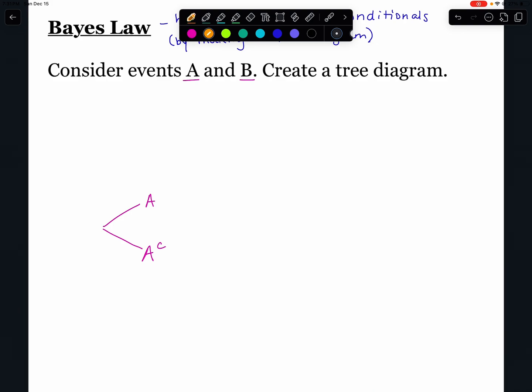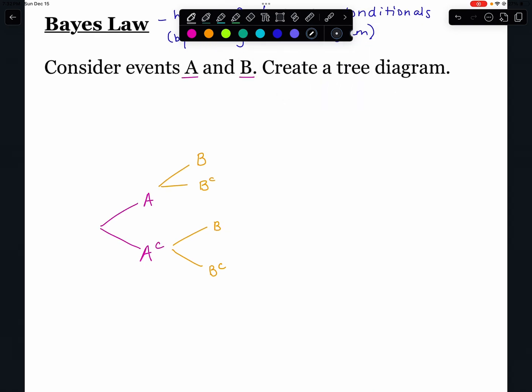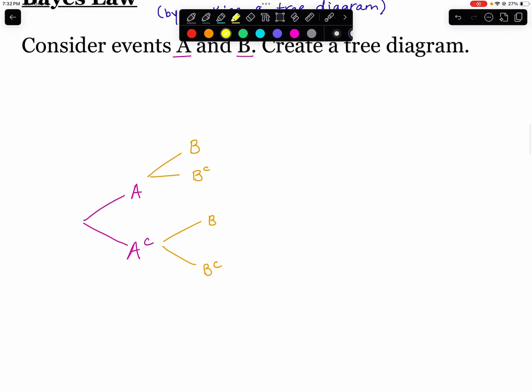Then we go over to our second event. Well, if A occurs, then B could occur or B could not occur. If A does not occur, then B can occur or B could not occur. Okay, so just very generally written out right now. All right, so now when we go to do Bayes' law, we're going to be putting probabilities on this tree diagram. So there's going to be numbers placed on all of our branches to represent the different probabilities, okay?